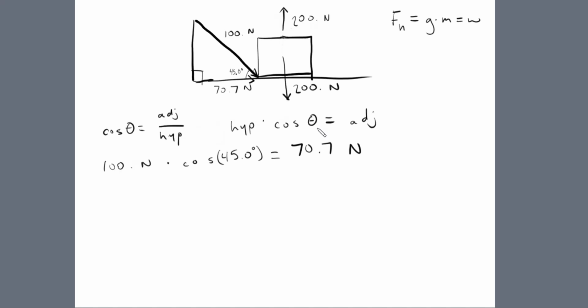The reason we did 70.7 and not 70.71 is simply because of our significant figures. We have 45.0, that's 3, and 100 with just a decimal point at the end gives us another 3. So we're going to stick with 3 significant figures.